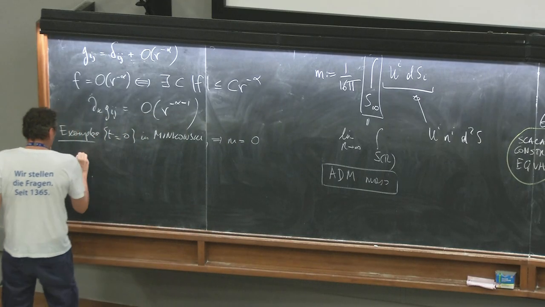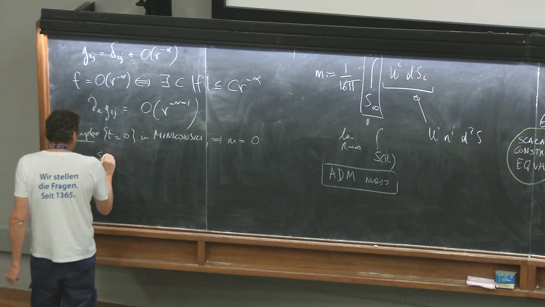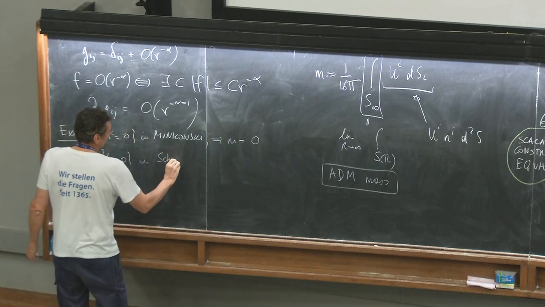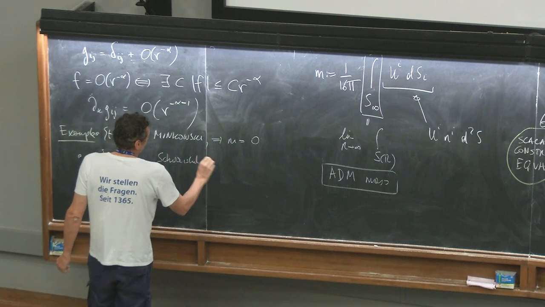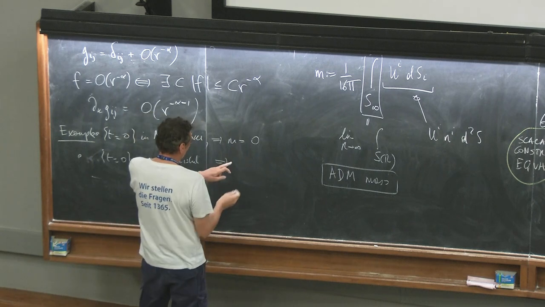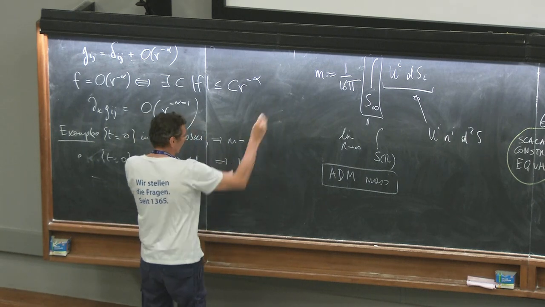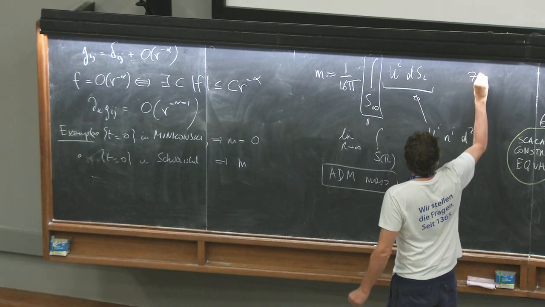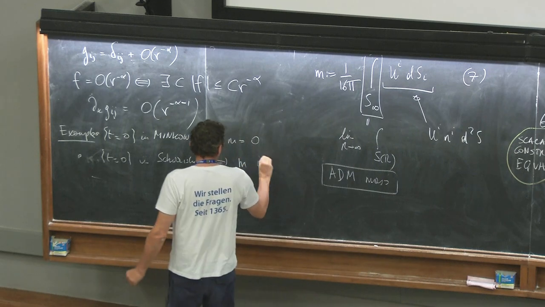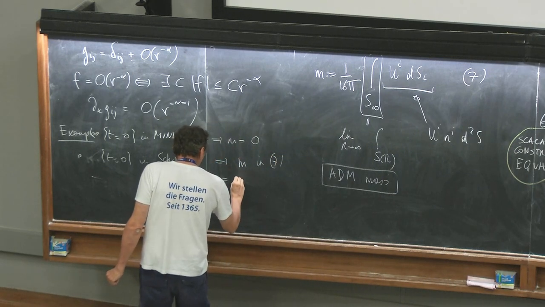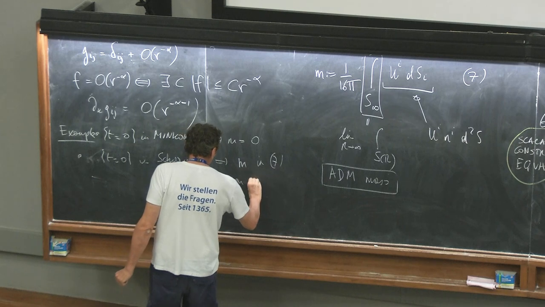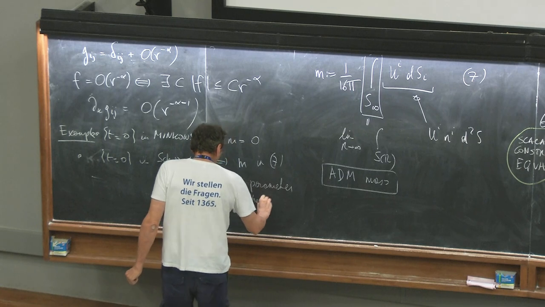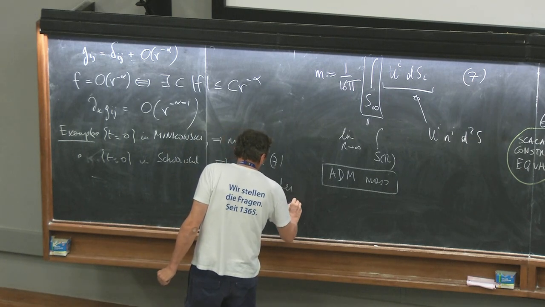Now, I'm not going to do the calculation in Schwarzschild, but if you take t equals zero in Schwarzschild, then you get the mass parameter out of this, right? M here, so M from equation 7 is the M parameter in the Schwarzschild metric. So you can check this.